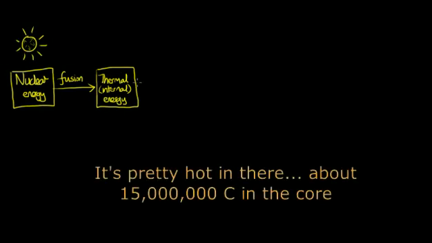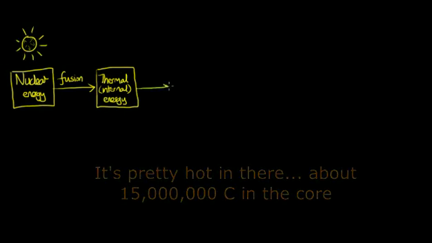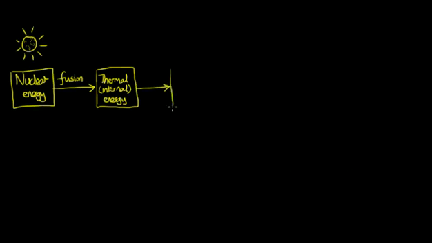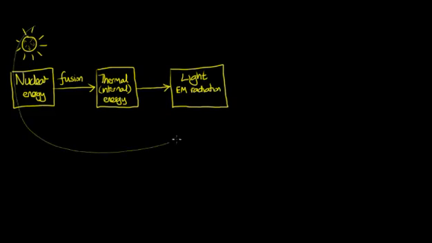And it's so hot that that thermal energy is transferred into light or electromagnetic radiation energy. So we can put light, and let's just put EM radiation. And that's where we leave the Sun. So this has all been inside the Sun.